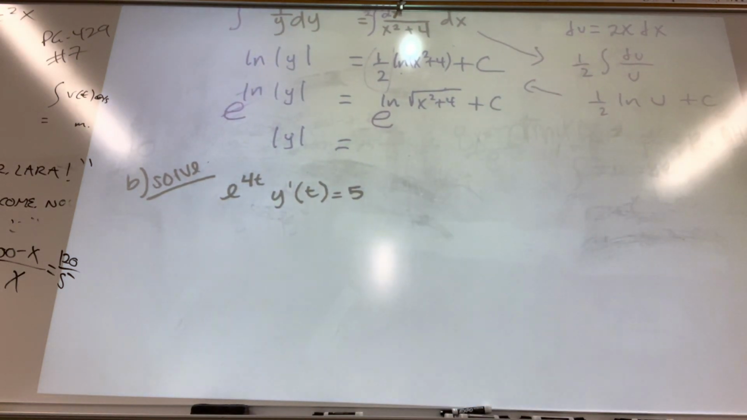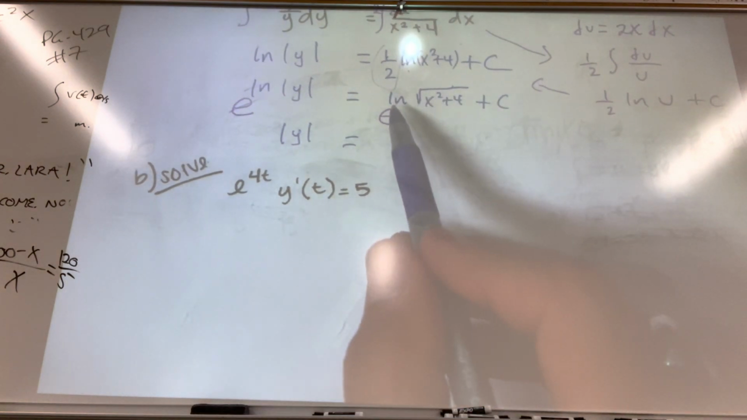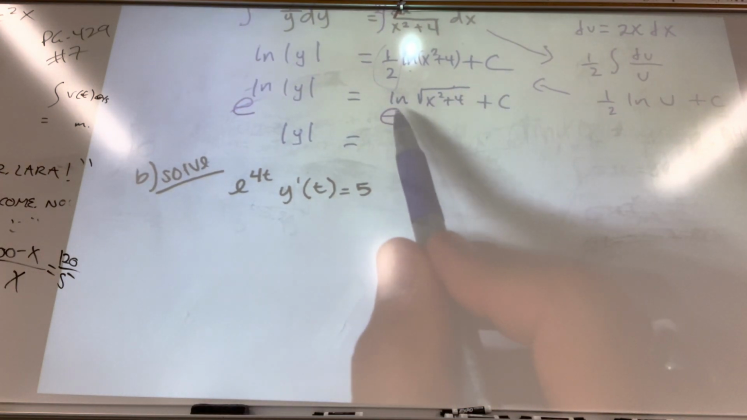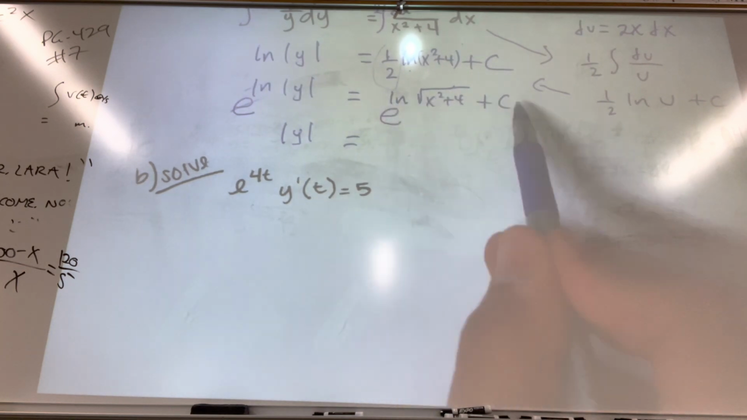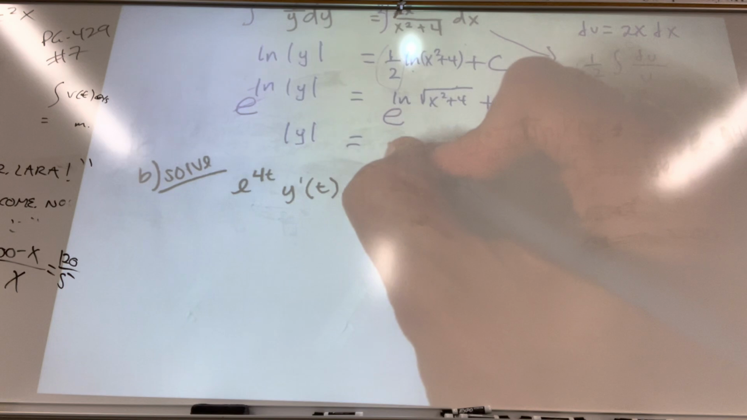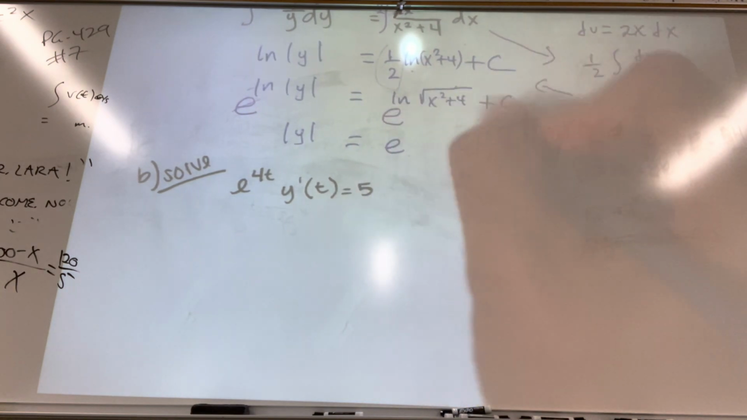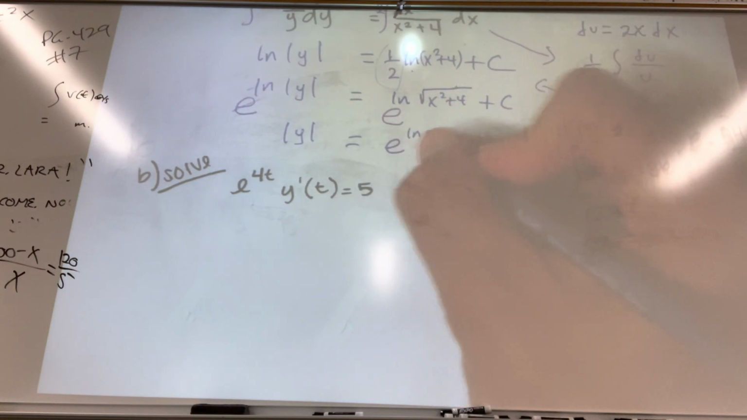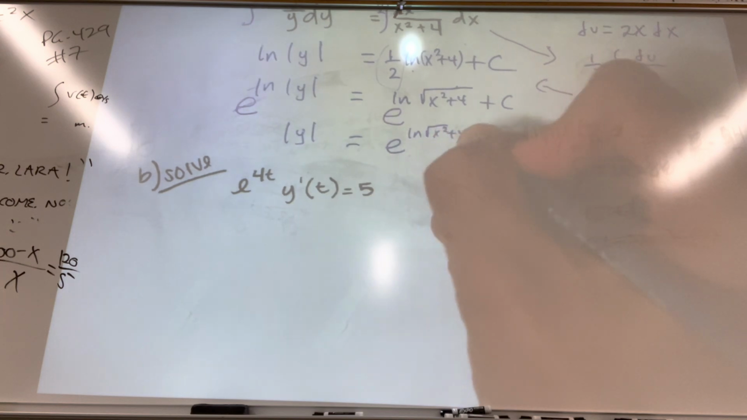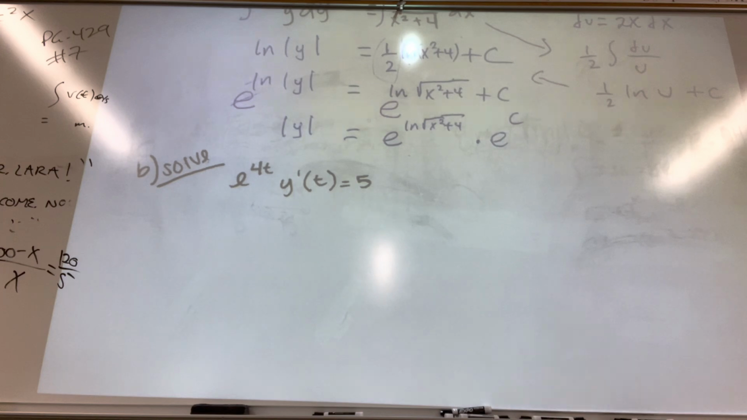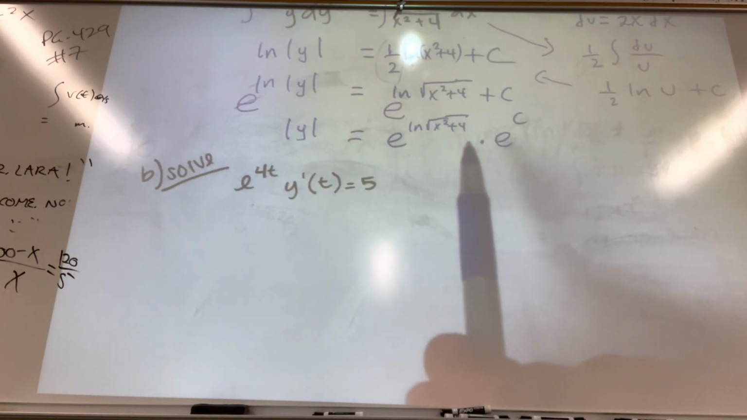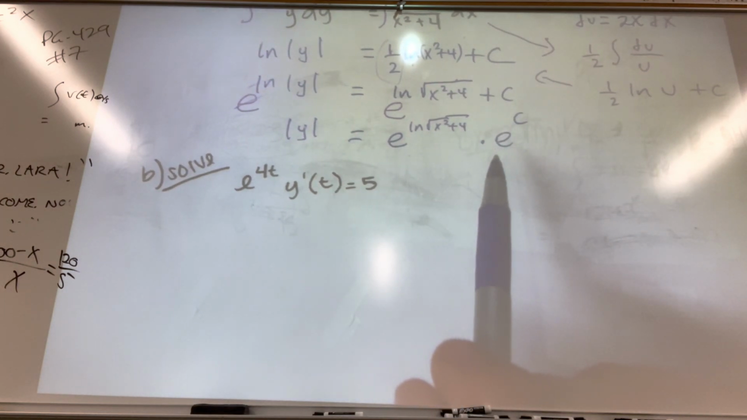Now here I am going to do a little something different. So this is e to the power of a sum. Would you agree with me that, I'm going to rewrite this, this is the same as e to the ln of x squared plus 4 times e to the c. Write it down, take a moment and just analyze if it's true. So write it down, take a moment and just, and then nod yes once you believe me.